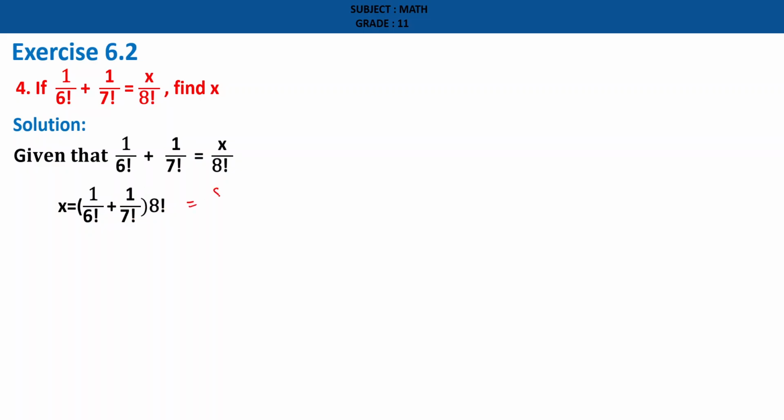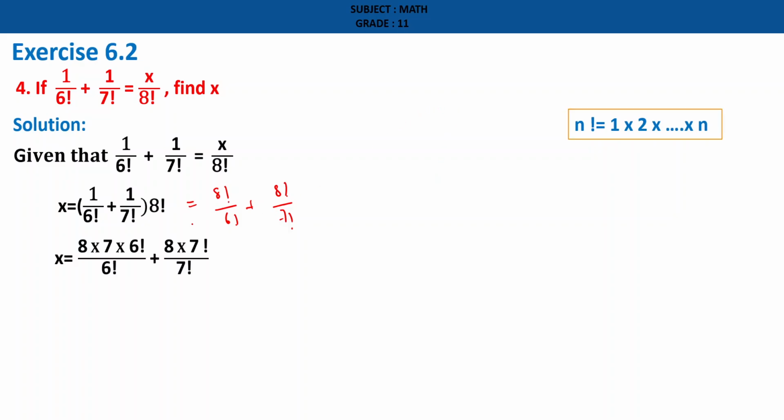If we simplify this further, we get 8 factorial by 6 factorial plus 8 factorial divided by 7 factorial. This implies, now we can write 8 factorial as 8 into 7 into 6 factorial divided by 6 factorial, because n factorial is 1 into 2 into up to the multiplication of n numbers. Therefore, 8 factorial is 8 into 7 into 6 factorial. We are halting here because the denominator is 6 factorial, so we can cancel. Similarly, the next term we write 8 factorial as 8 into 7 factorial, because the denominator is 7 factorial. We can cancel 7 factorial and 7 factorial.